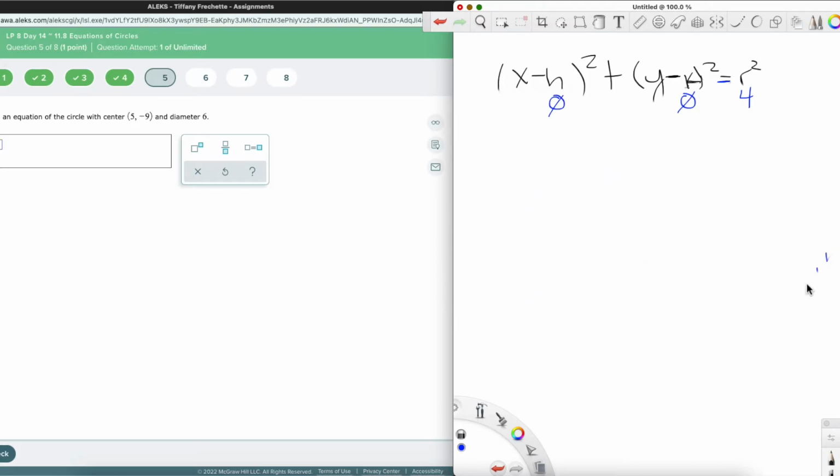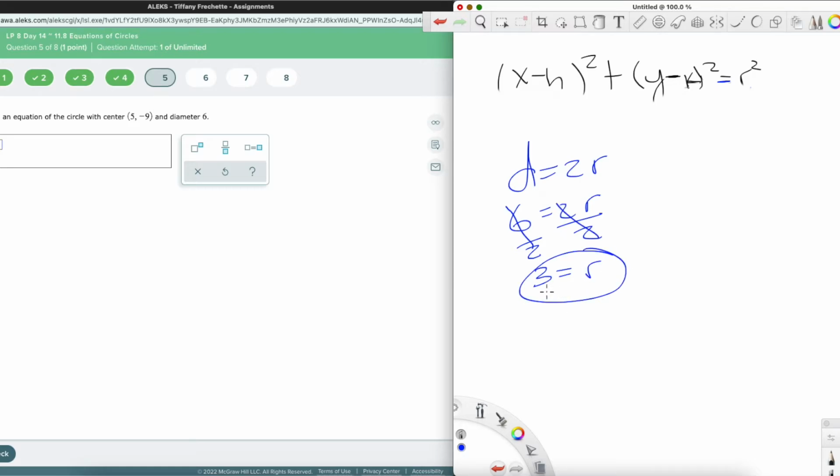They might give you a radius. So you might just be able to write it straight out with the information they give you, or you may have to do a little bit of work there. So they're giving us a diameter. Remember, a diameter equals 2 radii. So if my diameter is 6, then all I have to do is divide by 2, and then I'll have 3 equals r. So my radius in this case is 3.